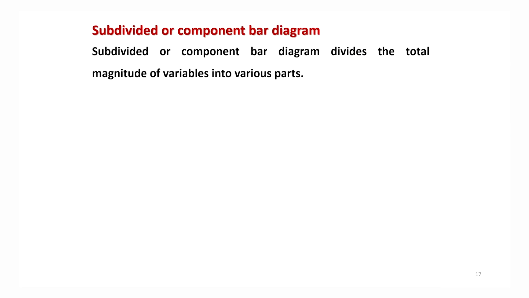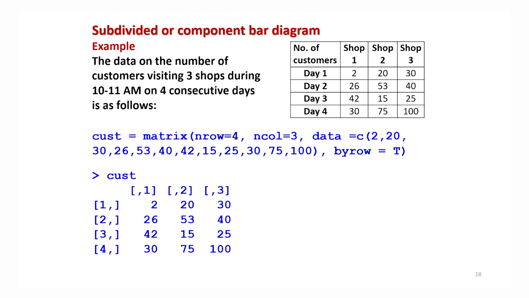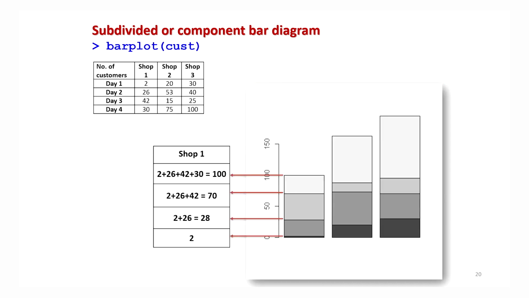Okay, now I come to the next idea, which is again the bar plot, but subdivided or component bar diagram, right? Why is it used? In a subdivided or component bar diagram, the total magnitude of the variables is divided into different or various parts. Let me try to explain with an example. Suppose there are three shops, shop 1, shop 2 and shop 3, and the number of customers arriving in these shops on day 1, day 2, day 3, day 4 are recorded here like this.